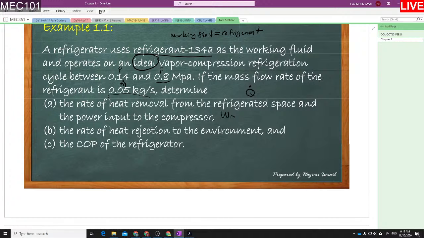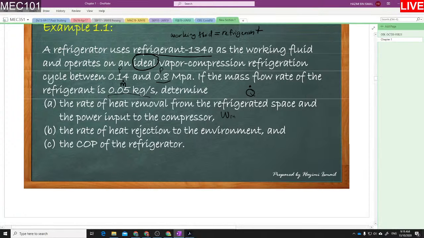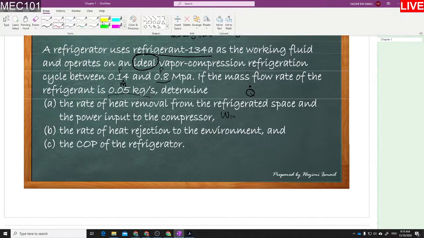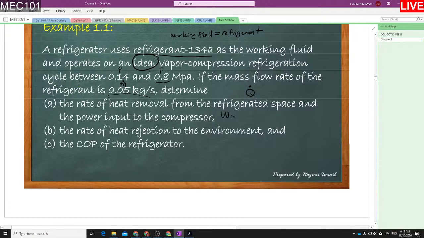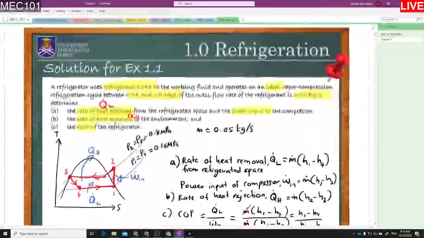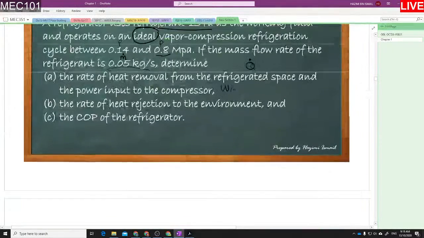Okay. And then B. I use the yellow color. Yellow. Okay. The rate of heat rejection to the environment. Yang ni, kita tengok TH diagram. Sini QL yang disedut, mesti dia nak buang haba. Haba buang kat mana? Dekat surrounding. Surrounding ni kat atas ni lah. Surrounding. So dia nak Q dot H.